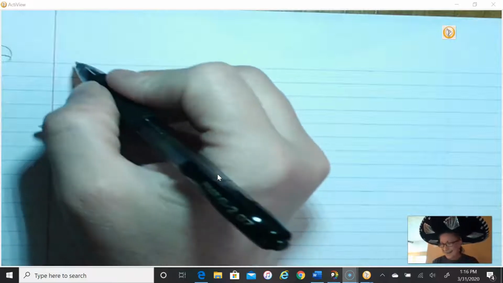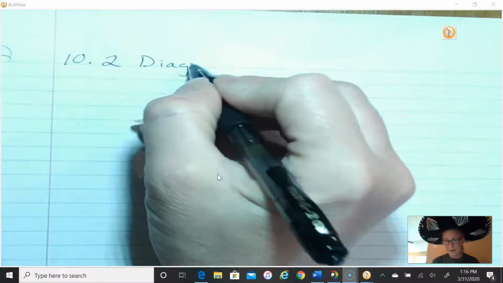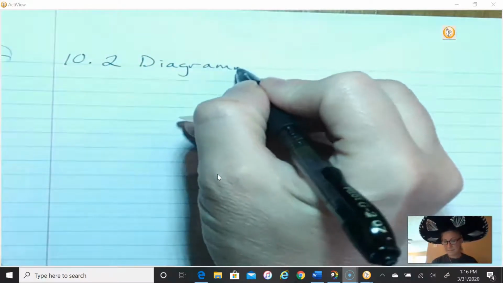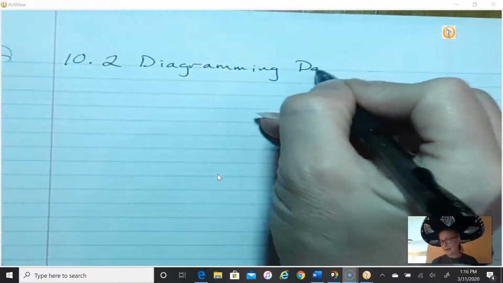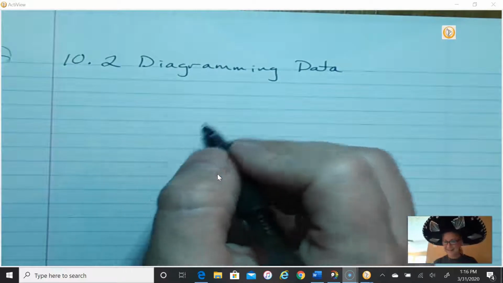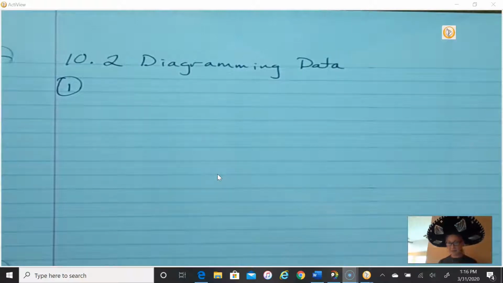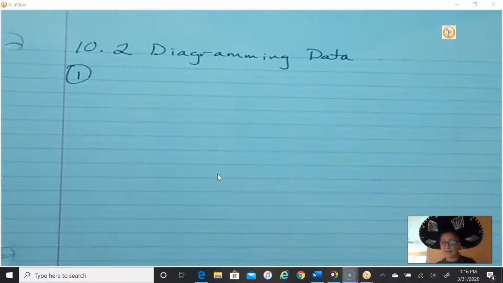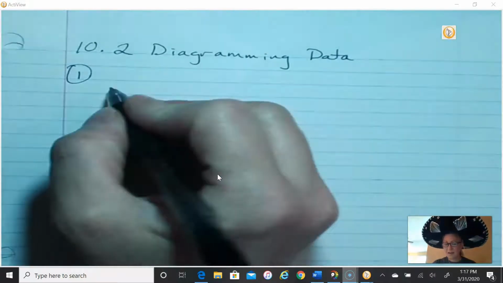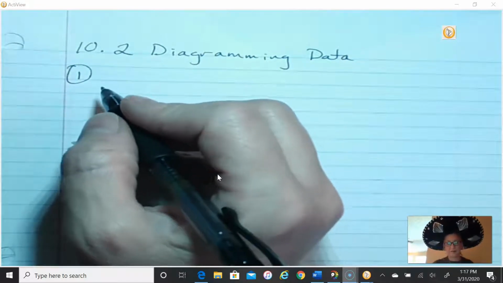All right. 10.2. Diagramming data. Okay, 10.2. All right, so you did 10.1, and you're going to need all that mean, median, and mode stuff for today. You're definitely going to need it for today.